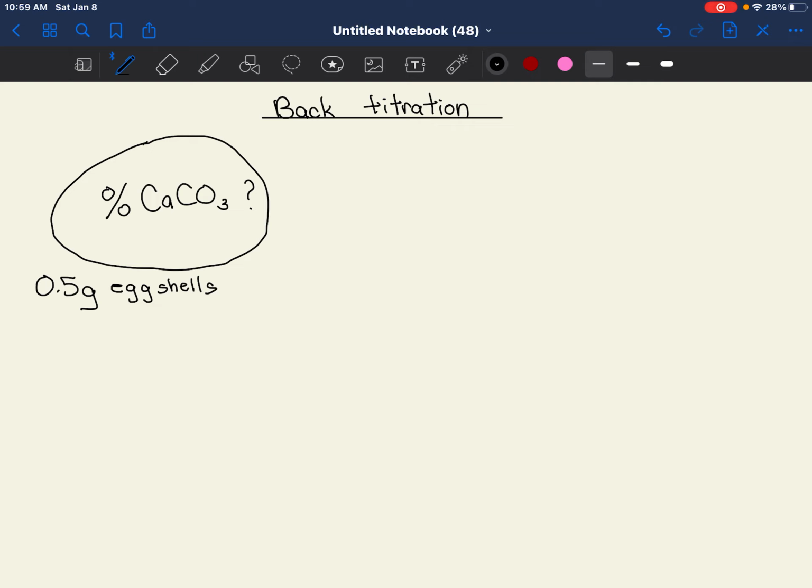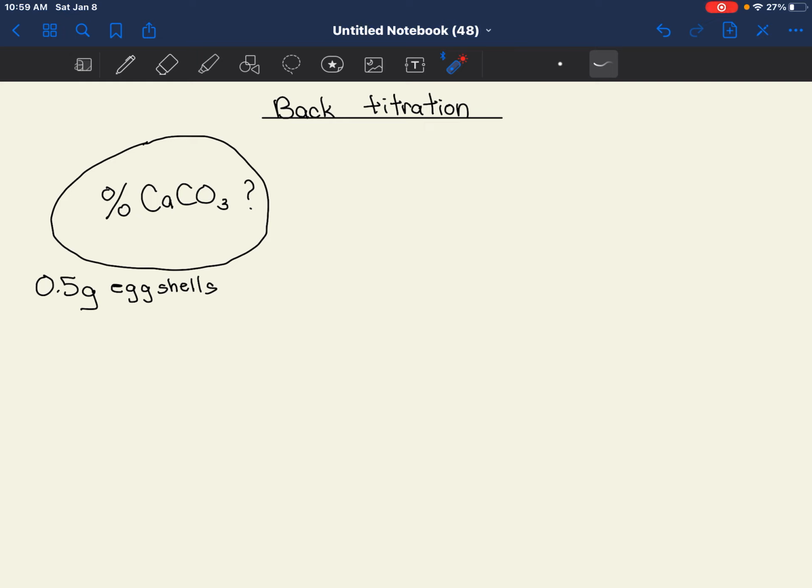So strip the shells, crush the shells, and measure the amount of shells. Let's say the amount of shells in this little quail egg is 500 milligrams. So it rounds up to be 0.5 grams. Let's say 0.5 grams of eggshells in this quail egg, because that's a very small egg. And I crushed it, and I'm going to react it.